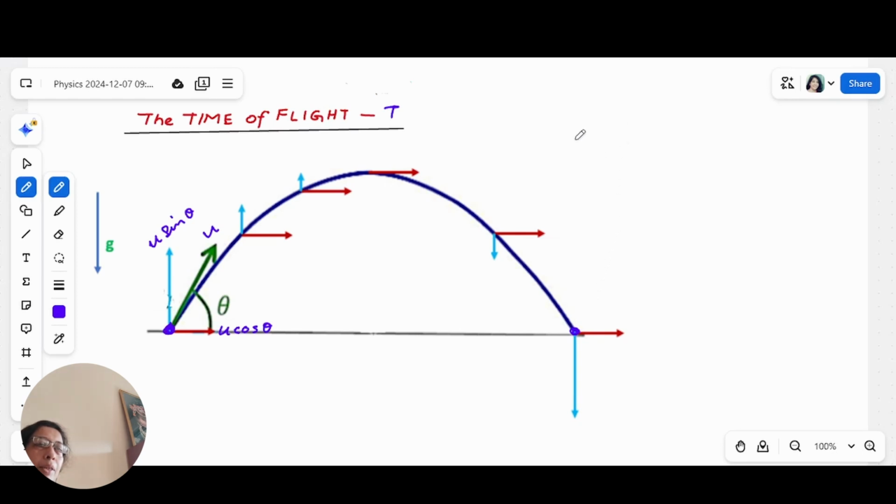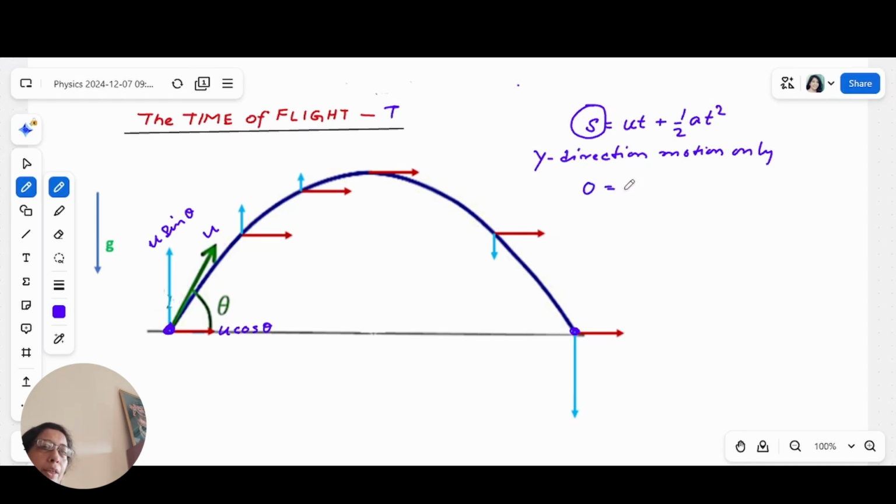So to find the time of flight, we can use the second equation of motion, which is s equal to ut plus half at square, where u is the initial velocity and a is the acceleration. This was the second equation of motion. And in this case, considering the motion is in the y direction only, the displacement s becomes 0.